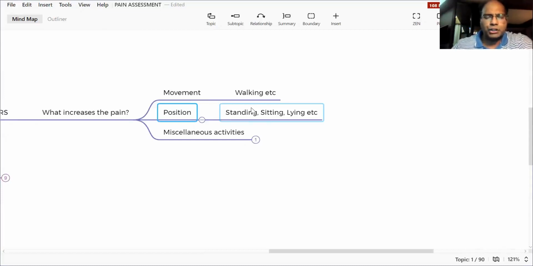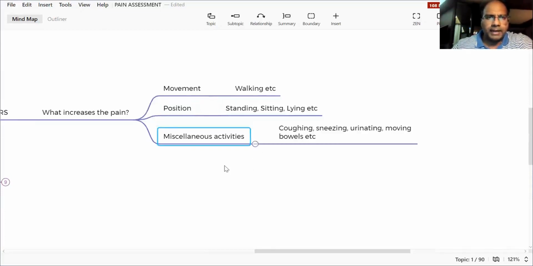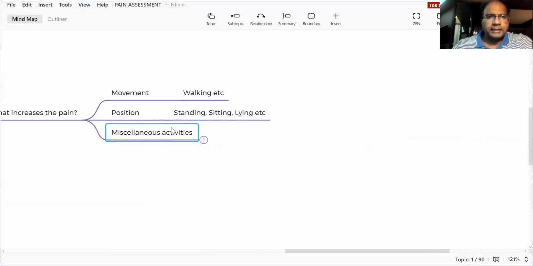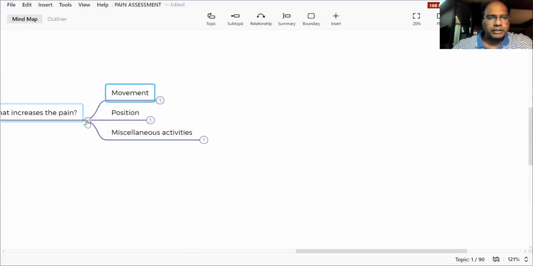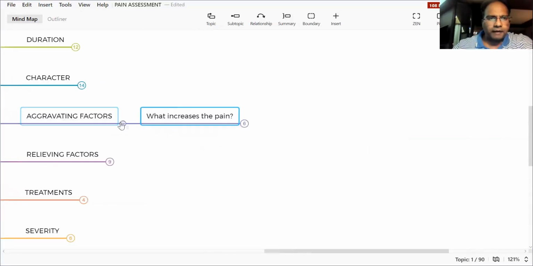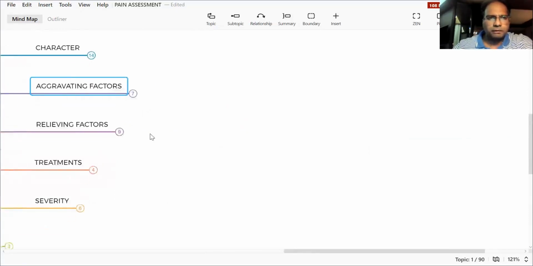These are the positions which could aggravate the pain, and these are the things that we should ask the patient. Any other miscellaneous activities, like coughing, sneezing, urinating, or moving bowels, could also increase the pain and can be classified under aggravating factors. These are the aggravating factors that we should mention in our assessment of the pain or the condition that the patient is presenting with.